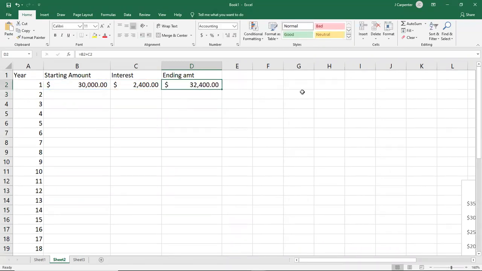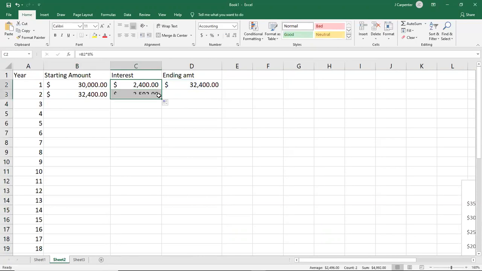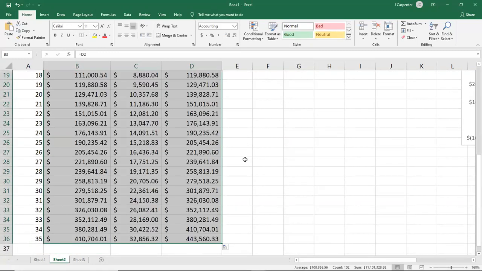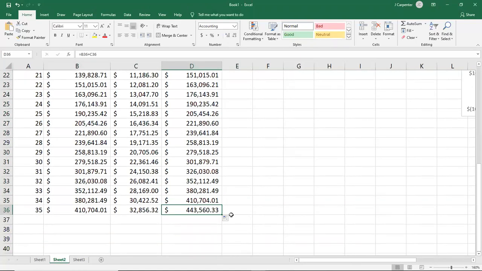Boom. More money. Link year 2 to year 1, so equals, and then click that one. All right, they're linked. Now we can drag the interest formula down. By filling it, we can fill the ending amount formula down. Now we can highlight all 3 of these and fill them all the way down to 35 years. And look at this, holy cow, $443,560.33. That is insane, an insane load of money for a deposit of $30,000.